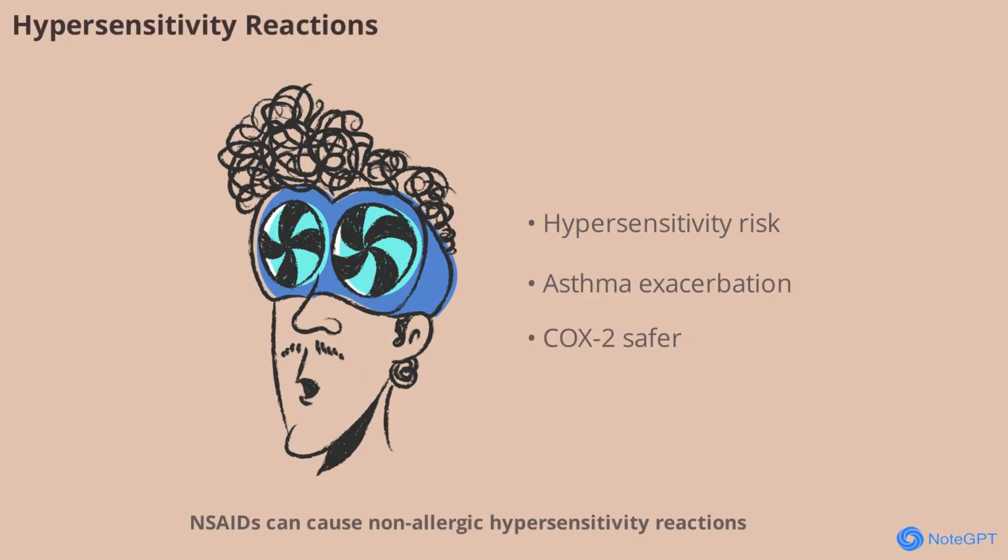NSAIDs can cause non-allergic hypersensitivity reactions, often due to COX-1 inhibition and overproduction of leukotrienes. This can lead to urticaria or angioedema. NSAIDs can also worsen asthma in some patients. Allergic hypersensitivity reactions, including anaphylaxis and Stevens-Johnson syndrome, are possible. Selective COX-2 inhibitors are less likely to cause cross-reactive hypersensitivity. Understanding these risks is crucial for safe prescribing.